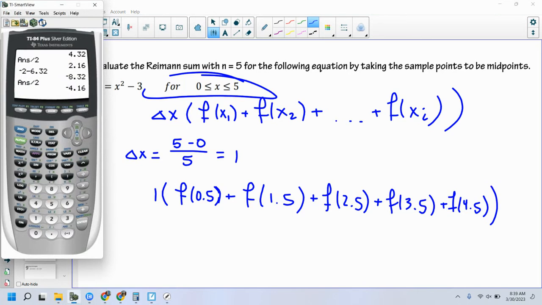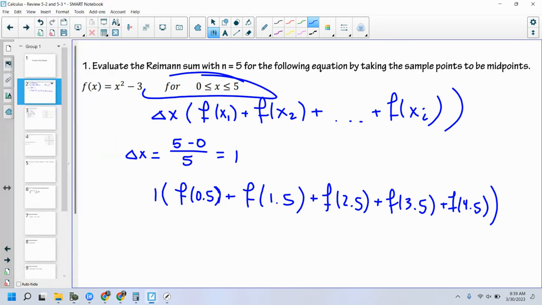The nice thing is I'm multiplying by 1. So if I sum this all up, that's my Riemann sum. That's my approximation for the area. So I'm going to do 0.5 squared minus 3. I'm going to take that and add it to 1.5 squared minus 3. I'm going to take that and add it to 2.5 squared minus 3. I'm going to take that and add it to 3.5 squared minus 3. I'm going to take that and add it to 4.5 squared minus 3. Again, all I'm doing is plugging it into the function.